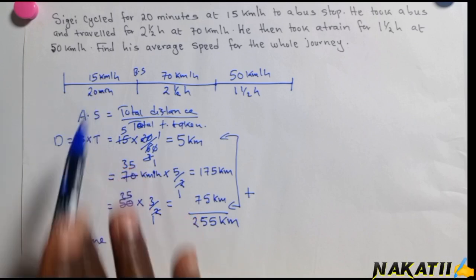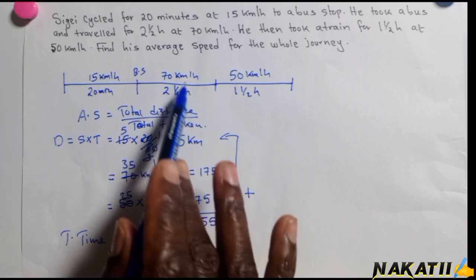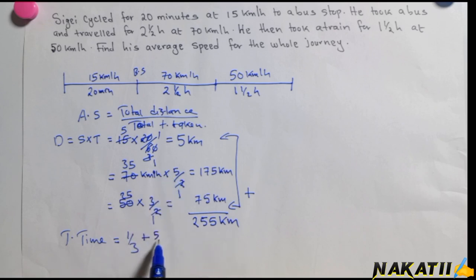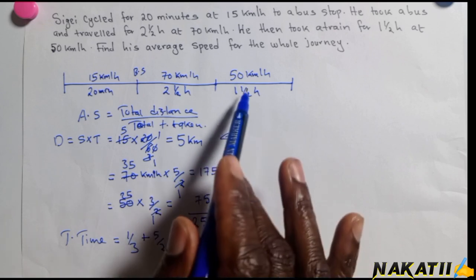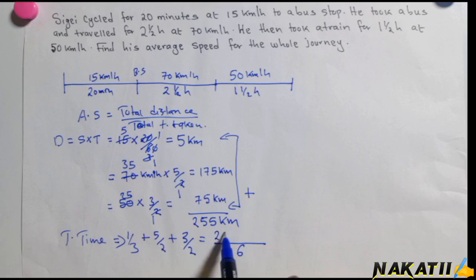So the total time will be 1/3, which is 20 minutes converted to hours, plus this one, which in terms of improper fraction is 5/2, then plus this one, the same as 3/2. If you add, you get the LCM of 3, 2, 2, which is 6. Therefore 3 goes into 6 twice, so you have 2, plus 2 goes into 6 three times, 3 times 5 gives you 15.